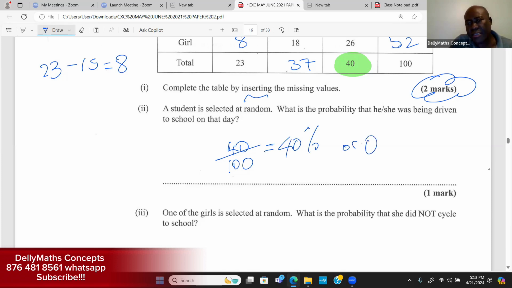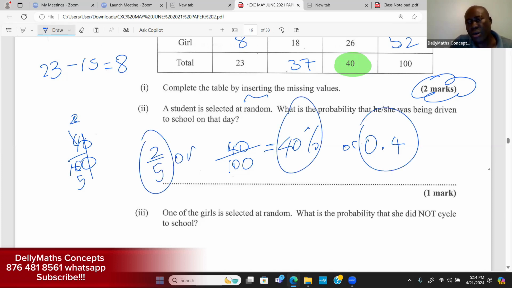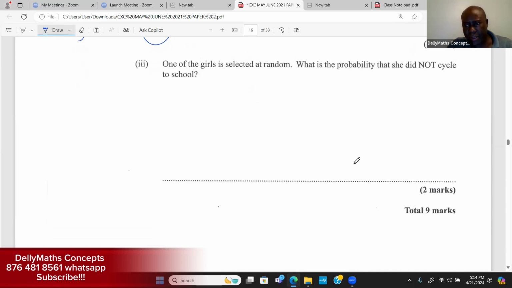Or this is the same thing as 0.4. Or if we break down 40 over 100 by dividing by 20, you get 2 over 5. Any one of these responses is okay for the answer. This, that, or that. You can submit any one of those and you're good to go for the probability. All right, let's keep going.